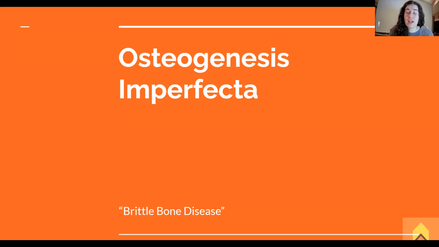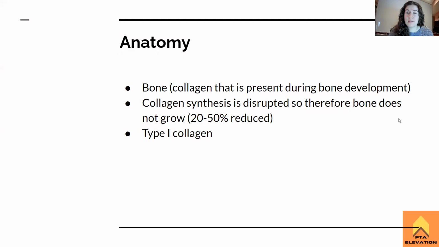Essentially, this means that the cartilage is not synthesizing correctly during bone growth and development in utero and in early childhood, because remember, it's mostly cartilage and then all the bones start to fuse. So that's what's going on with this one. We are not having bones grow the way that they're supposed to. So let's go over some anatomy first.